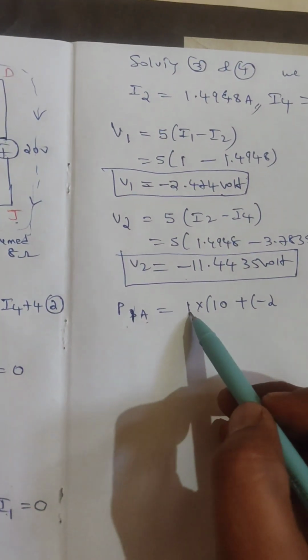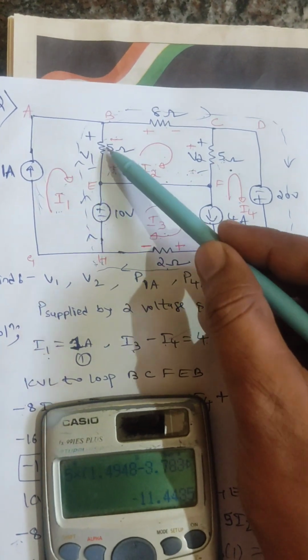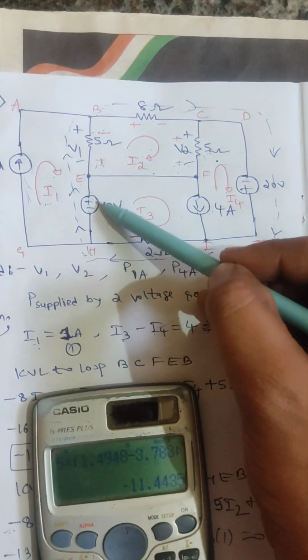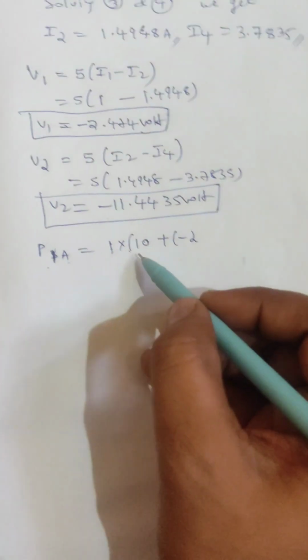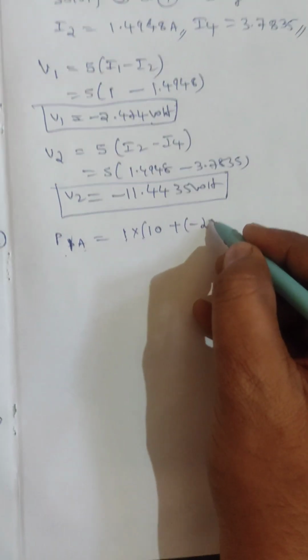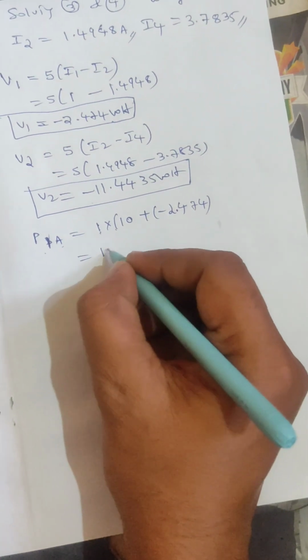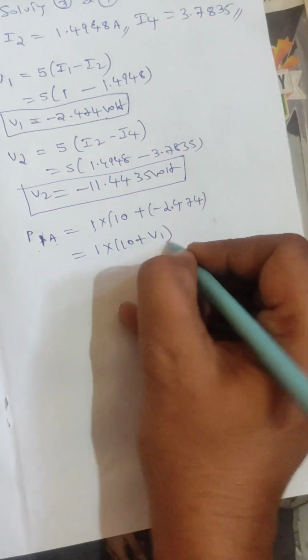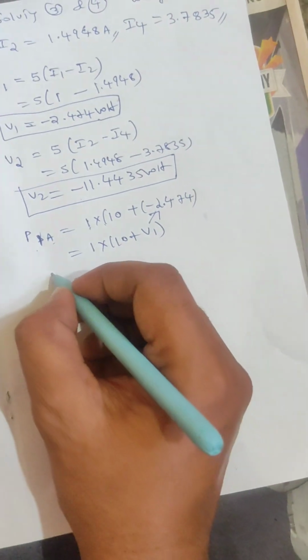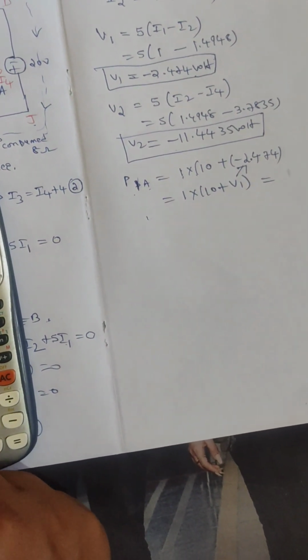The power in the 1 ampere current source is the 1 ampere current into the voltage across it. Across the 1 ampere source, the 5 ohm resistor is there, and 10 volts. Add this voltage, and we already calculated the voltage in this resistor. So add up these two voltages: one voltage is 10 volts plus the other one, V1. What is the value of V1? 2.474. So it is current source into voltage, 10 plus V1, and I substituted like this here. By solving, you get the power dissipated in that 1 ampere current source. So 10 minus 2.474.